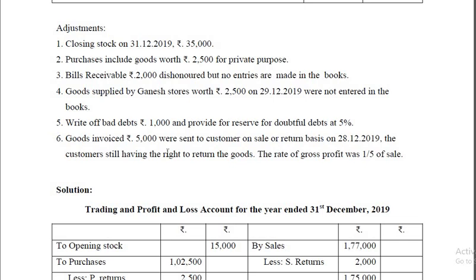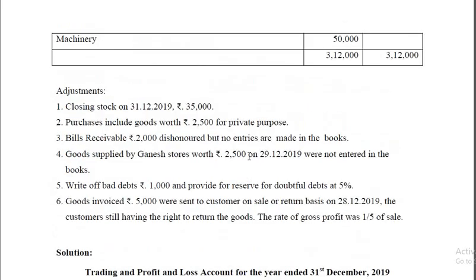What is cost? Selling price minus profit is equal to cost. Here selling price is 5000, and 1/5 of that is profit. That means 1/5 of 5000 is 1000. 1000 you deduct from 5000, so you get 4000. So 4000 should be taken as closing stock. And closing stock should be treated twice, once in the trading account and again in the balance sheet. So that's all about the adjustments.